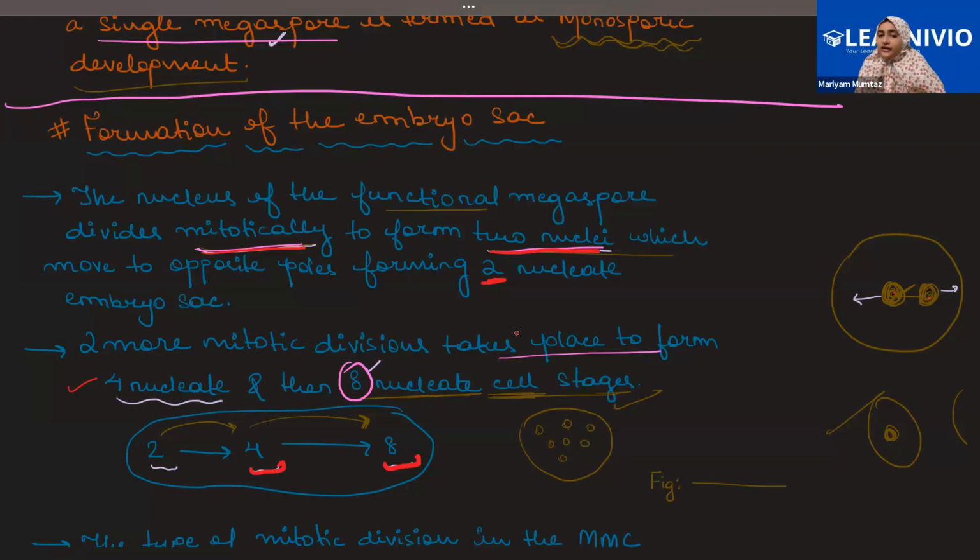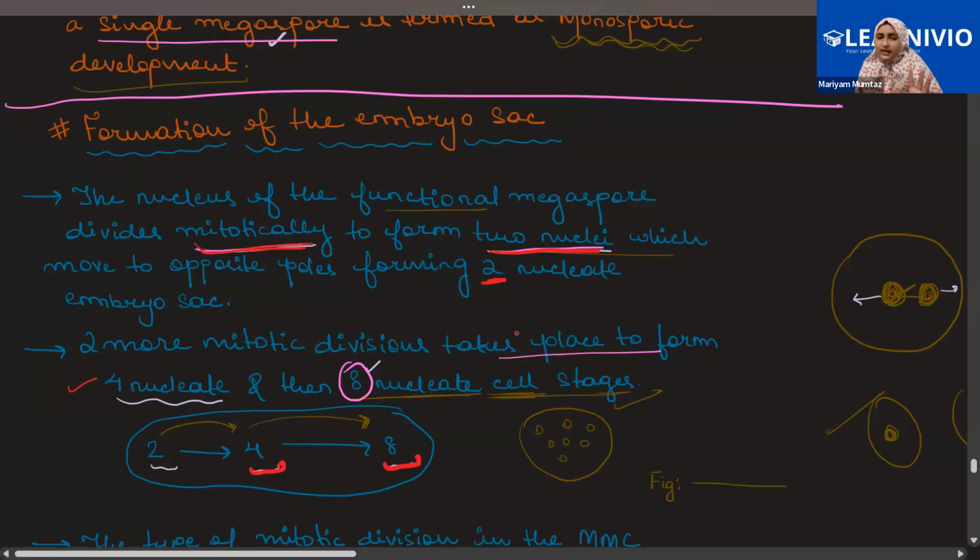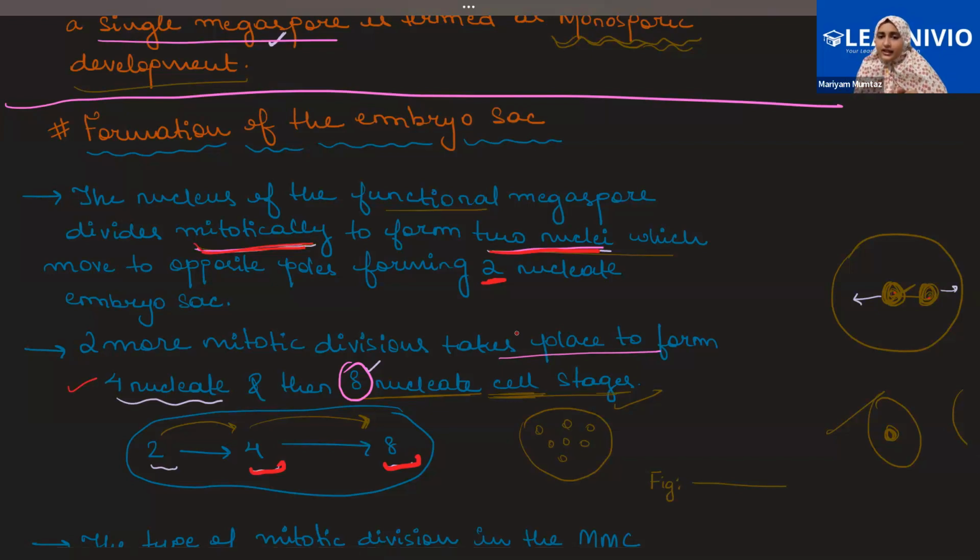Now the nucleus of the functional megaspore will divide mitotically, because now it doesn't need to form any more haploid cells. So it forms two nuclei. After one division, two nuclei are formed.